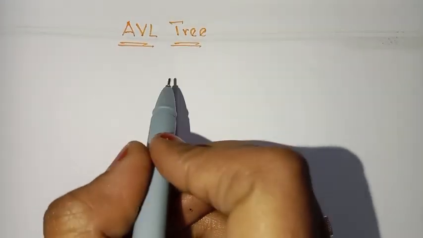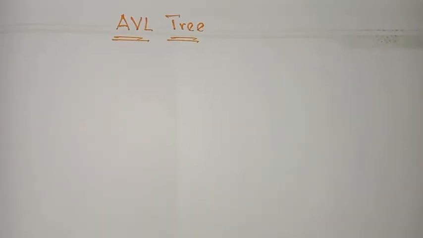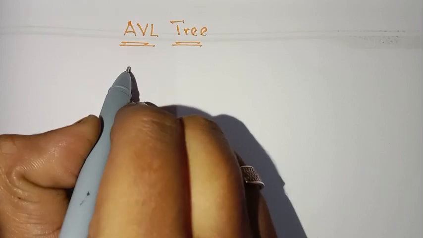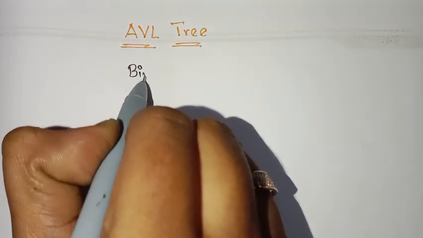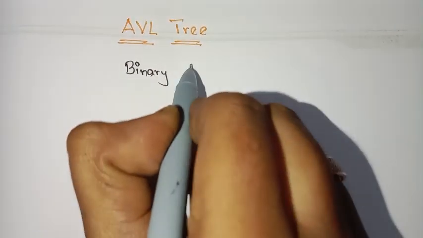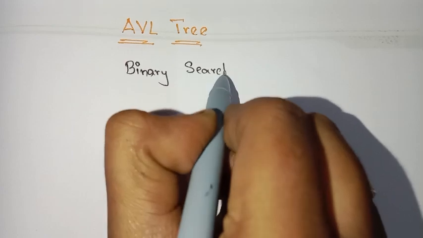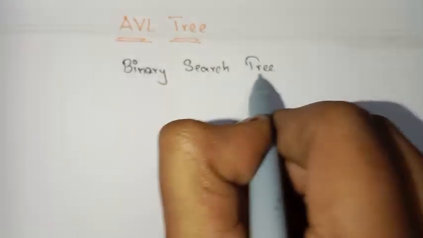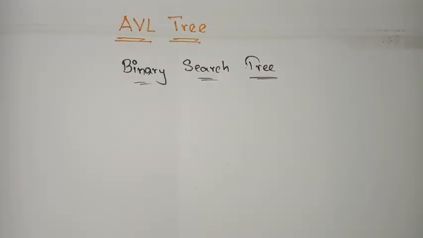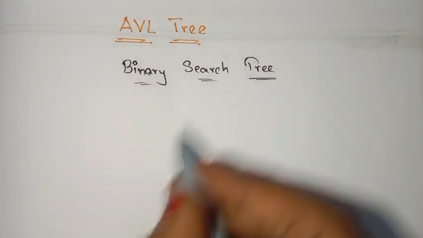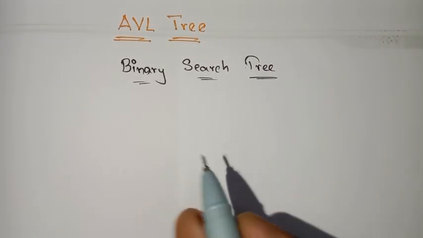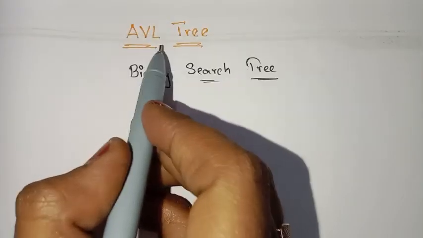Here, why we have moved to the AVL tree is that at the time of constructing a binary search tree, we are facing the problem of height. While constructing the binary search tree, there will be a height problem because there will be maximum height. To reduce this, we are going to use this AVL tree.